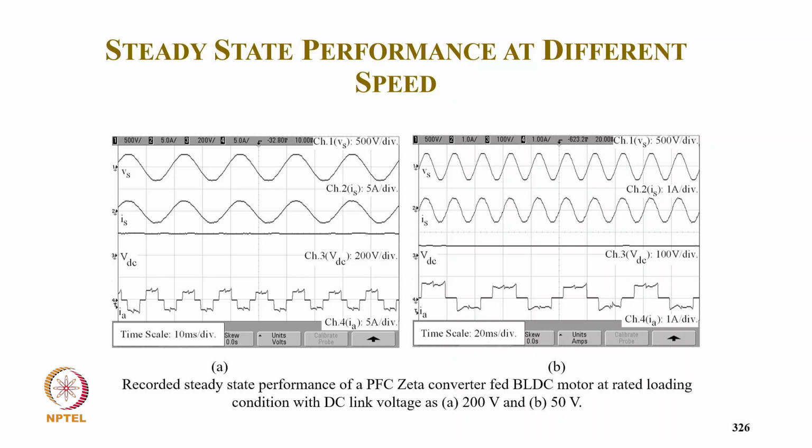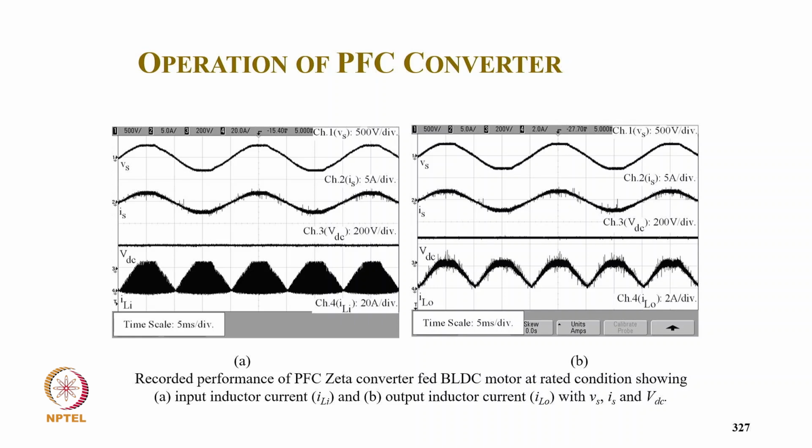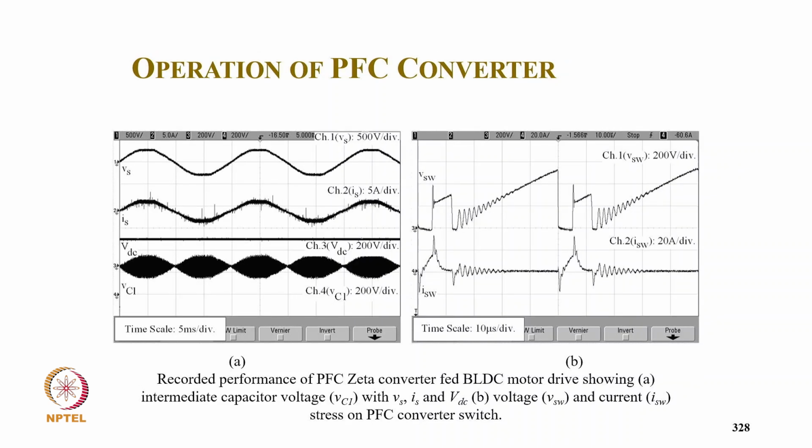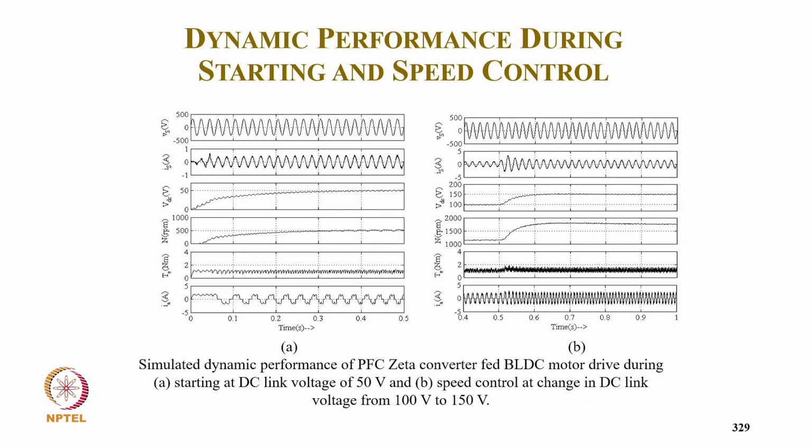This is typically the waveform at 2000 rpm: supply voltage, supply current, DC link voltage, and motor current, and again at 50 volt also supply voltage, supply current, which is sinusoidal and in phase with the voltage, and DC link voltage and winding current. And these are the parameters: the input inductor is discontinuous and output inductor current is continuous, and the capacitor voltage is also continuous, and switch voltage is continuous.